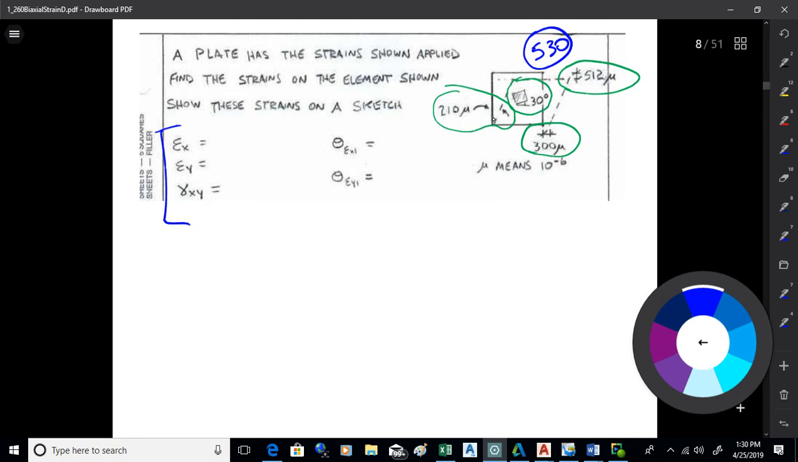Now, you've got to look at the dimensions. Epsilon x is the strain in the x direction, and there it is. It's 300. That micro means 10 to the minus 6. So that's 300 times 10 to the minus 6. We're shortening up this way. We're getting shorter by 512 times 10 to the minus 6. We need to put the negative in there ourselves, okay? That side is getting shorter, so it's a negative.